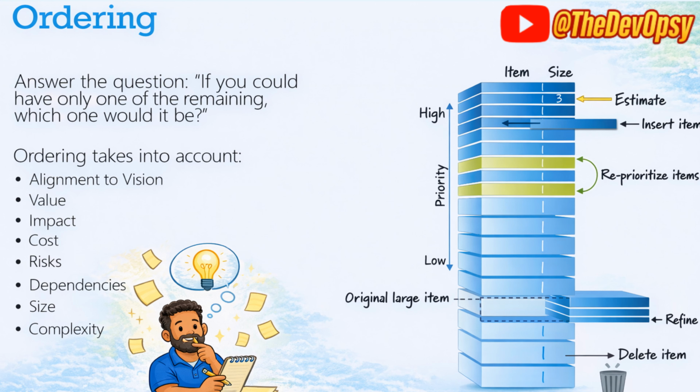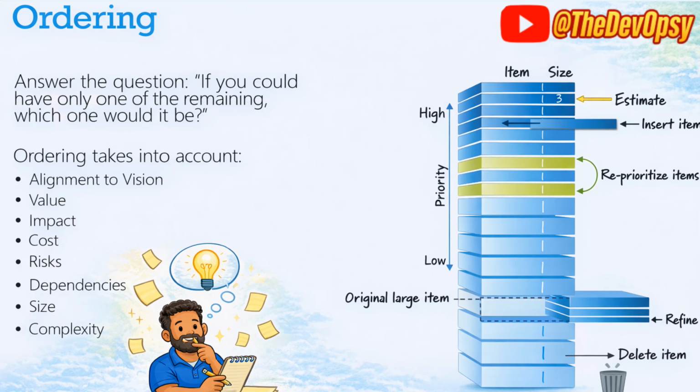So ordering. Answer the question: if you could have only one of the remaining, which one would it be? Right. So this was for the product owner, when we were discussing that story. If you have to do only one thing in that sprint, what would it be? So based on different considerations, how that work item or story is aligned to the vision, what is the value of the story, what is the impact, what is the cost associated, all these complexities, etc., you estimate that or order that particular item.